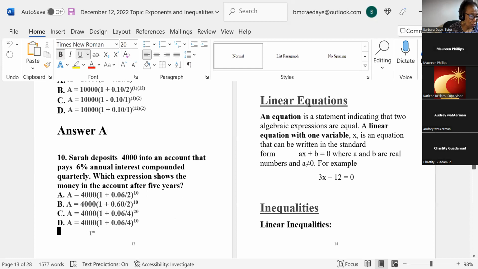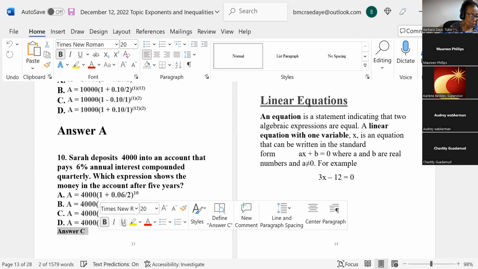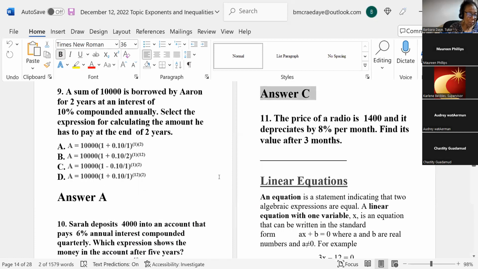This is also the interest formula, except this is how much money you have in the account after 5 years. This one was compounded quarterly, the other was compounded annually. Quarterly means 4 times a year. Annual will be yearly, so that's just 1. Okay, so number 10, the answer is C.